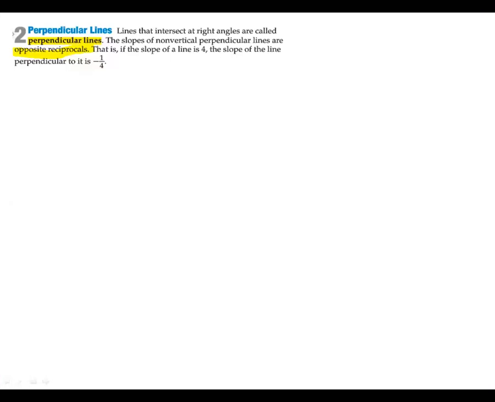Okay, so perpendicular lines. Lines that intersect at a right angle are called perpendicular lines. Now, if you remember from any type of geometry, a right angle makes a perfect corner. Sometimes they put the little box in there, and it represents a 90-degree angle, makes a perfect corner.